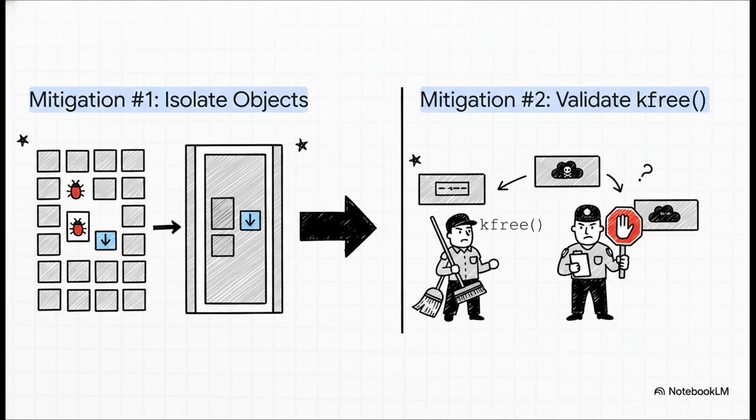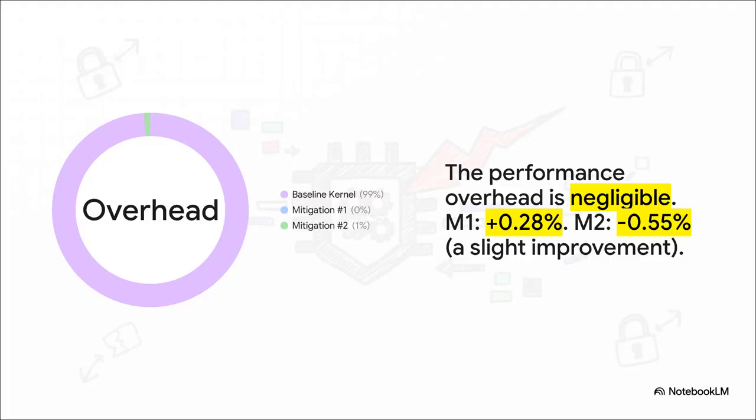The second approach is validation. Right before kfree does its thing, you add a quick check to make sure it's not being tricked into a cross-cache free, which is just a fancy way of saying you stop the valet from towing a car out of the wrong VIP section. Now, the million-dollar question for any kernel defense is performance impact.